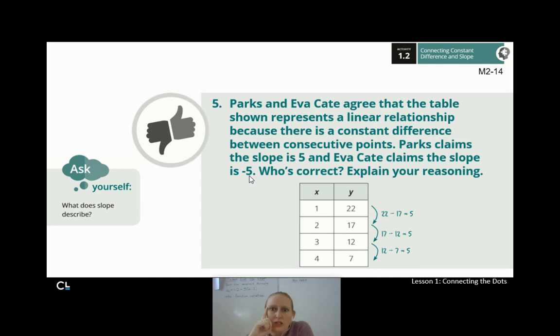Parks claims that the slope is 5, and Eva Kate claims that the slope is -5. Who's correct? They agree that there's 5s there, but Parks says that the slope must be 5, and Eva Kate says the slope must be -5. Who's correct and why? Hit pause, jot down your thoughts, hit play when you're ready to keep going.